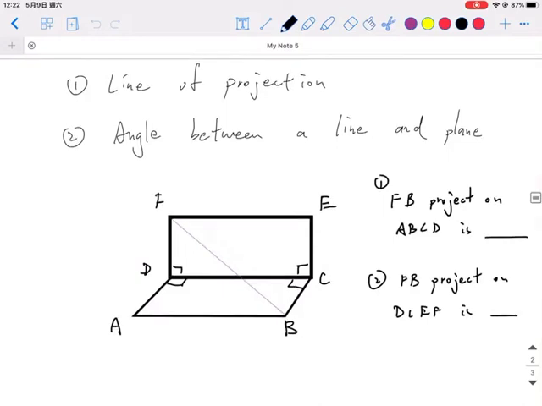Video, you will learn the concept about the line of projection, and the second concept is the angle between a line and a plane. So first of all, what's the meaning of projection? I will explain it by example.